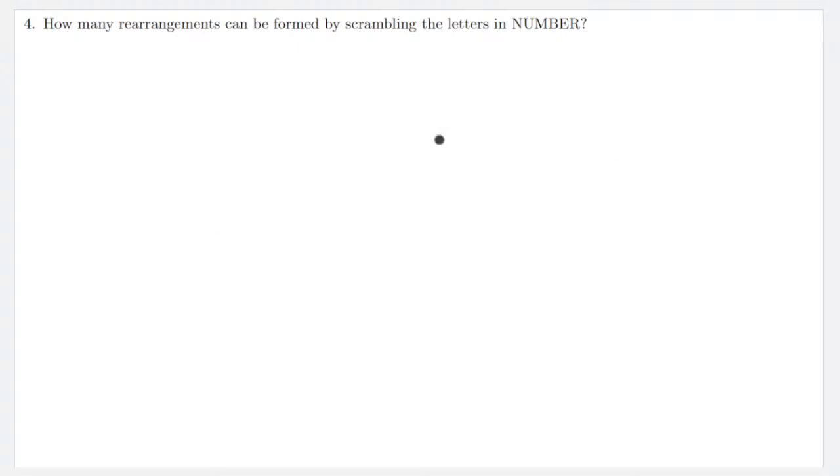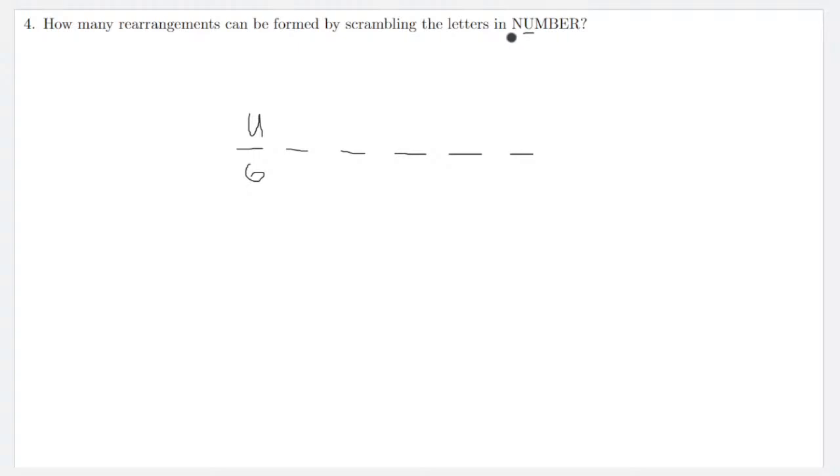So here, the idea is that we can scramble these 6 different letters into these 6 different spots, and then find the total number of combinations. So in order to do this, let's assign a letter, let's say U, to the first slot. It doesn't really matter which one, right? We have 6 options for this first slot.